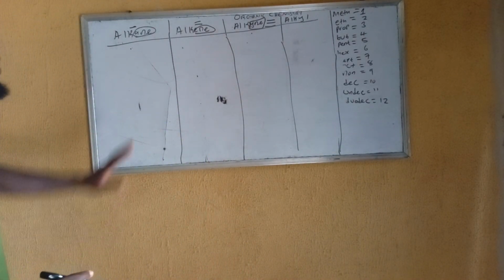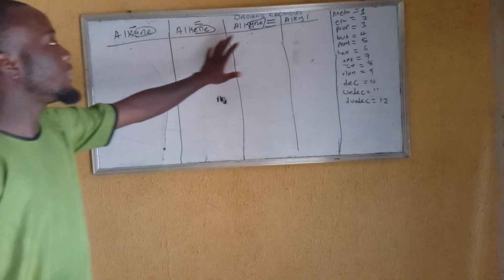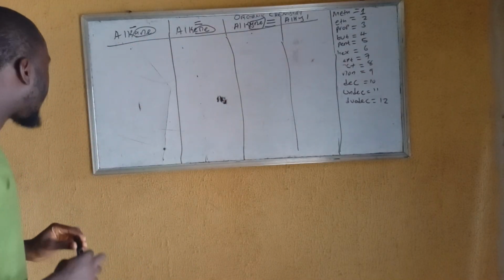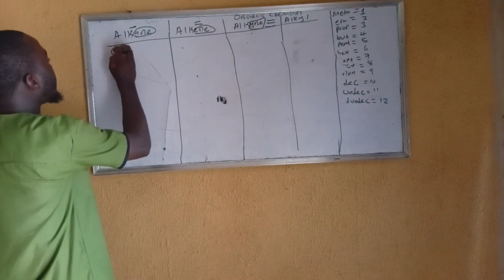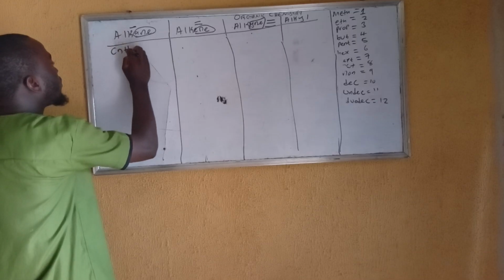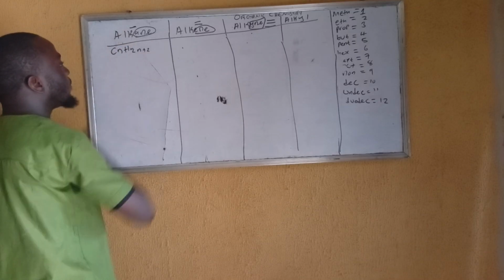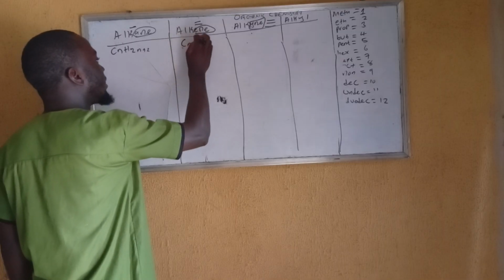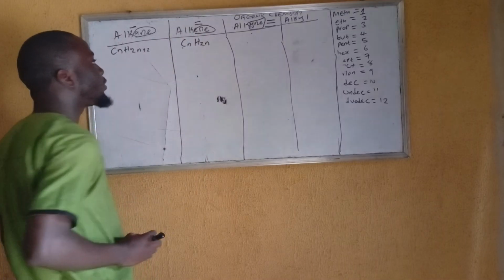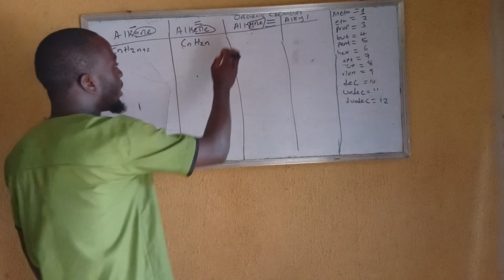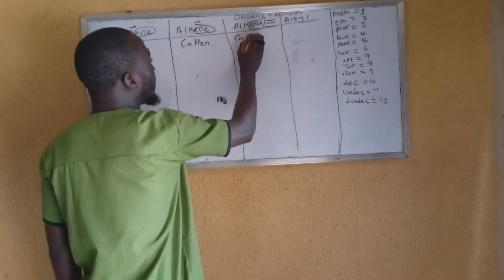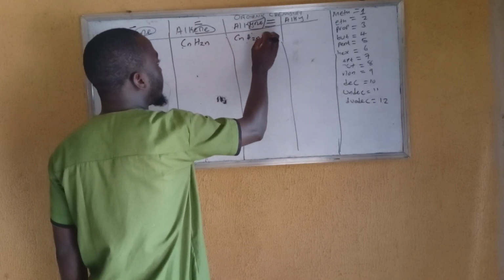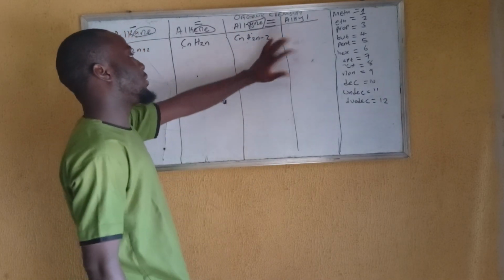So now we want to write the general formula of each compound. Alkane has a general formula of CnH2n+2. Alkene has a general formula of CnH2n. Alkyne has a general formula of CnH2n-2. Why this alkene?